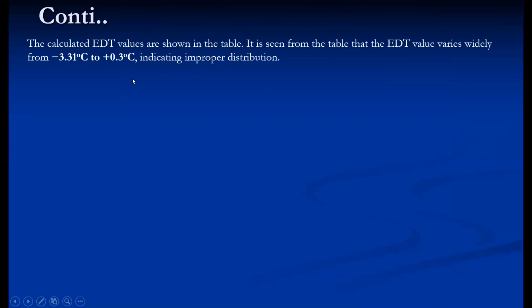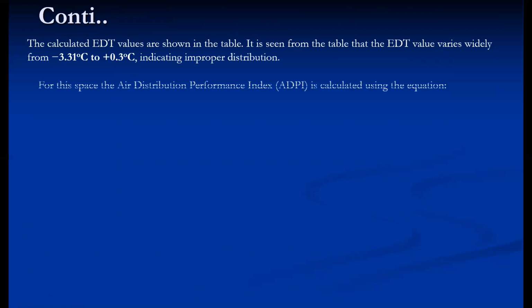From the EDT value itself, we come to know that there is a large variation in temperature, that is, minus 3.31 to 0.3 degrees Celsius is the EDT variation. Now, first of all, we'll check whether this particular distribution is effective or not. For that, we first calculate ADPI, that is Air Distribution Performance Index.